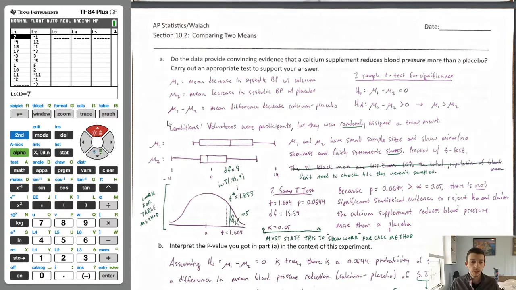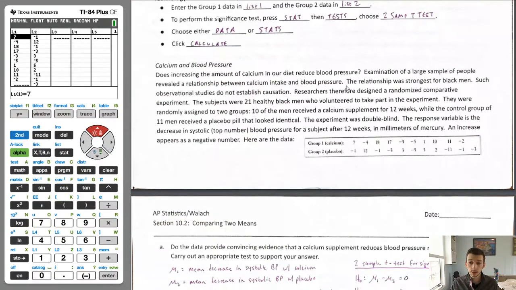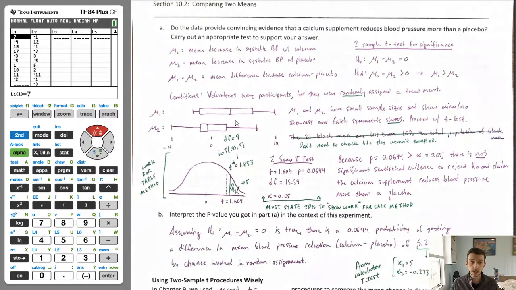Now, the conditions. It says volunteers were participants if you go back up and read this. So that was a bit of a red flag for me. However, they were randomly assigned to the two groups. So for that reason, random assignment is actually happening in this case.